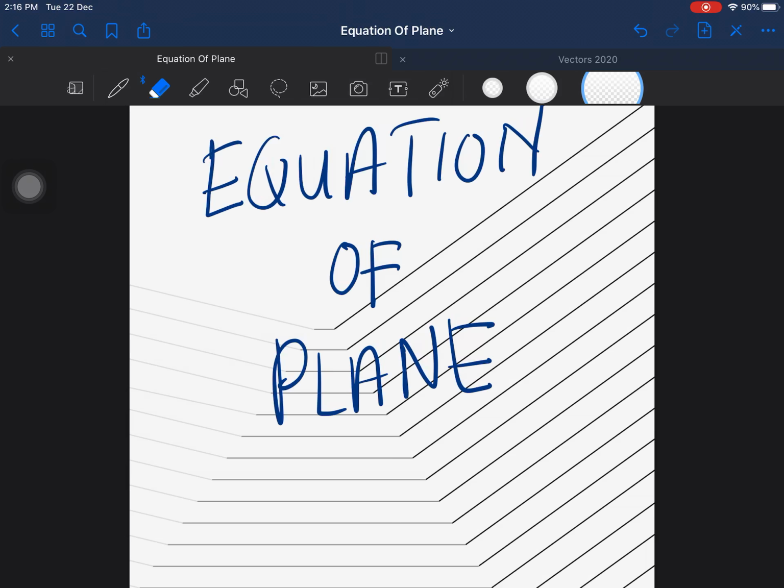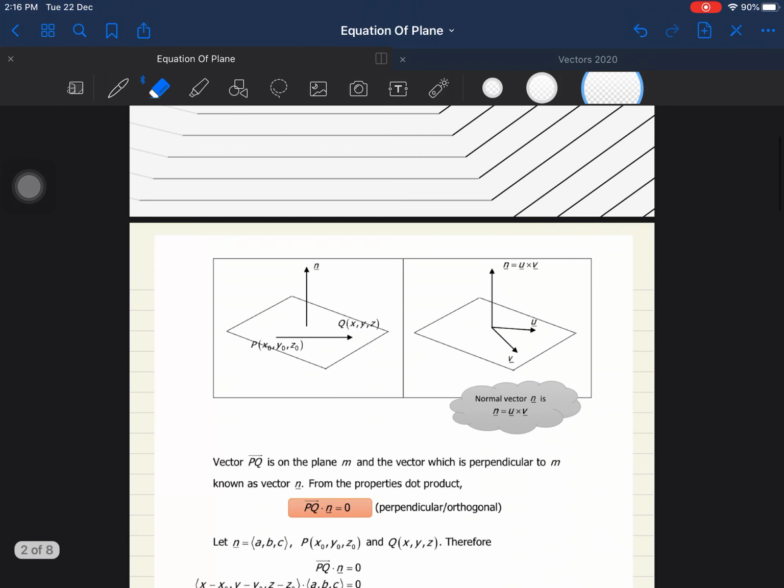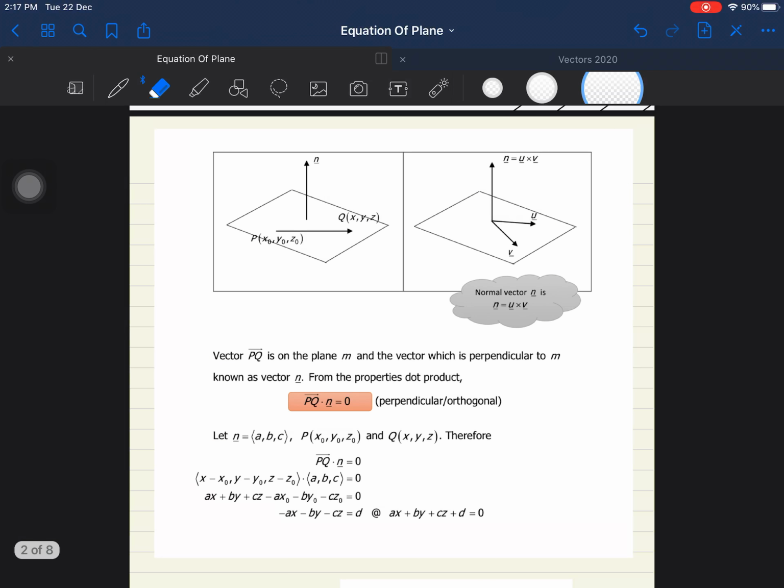So today we are going to discuss the equation of plane. This will be the last application of vector. In the previous class we already discussed projection and also equation of line. Okay. So for equation of plane, let's say you have this plane here.